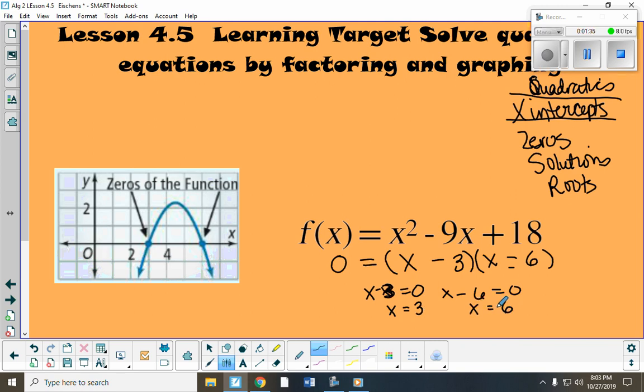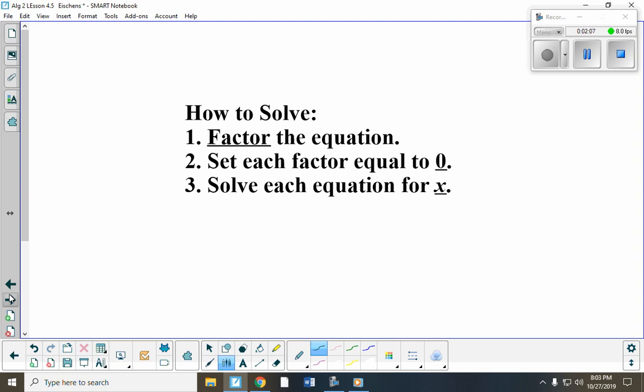So these are called the solutions of the equation. These values here, when y is 0, x is 3, and when y is 0, x is 6, those are the intercepts of the equations. They're also referred to as the zeros of the functions. So when we're working with quadratics, when we're solving them, we're looking for the x-intercepts, which can also be called the zeros. They are the solutions to the equations, and they're also called the roots. Those words basically all mean you're factoring and solving.